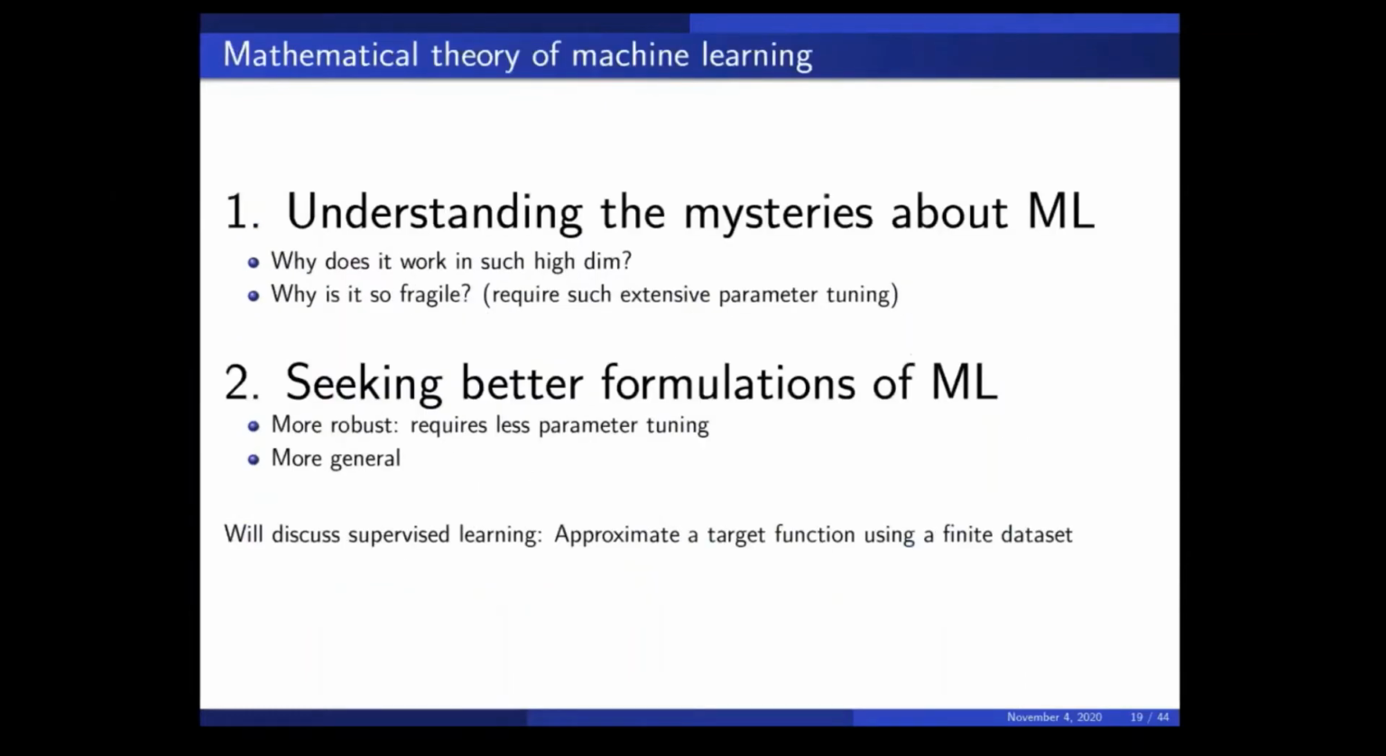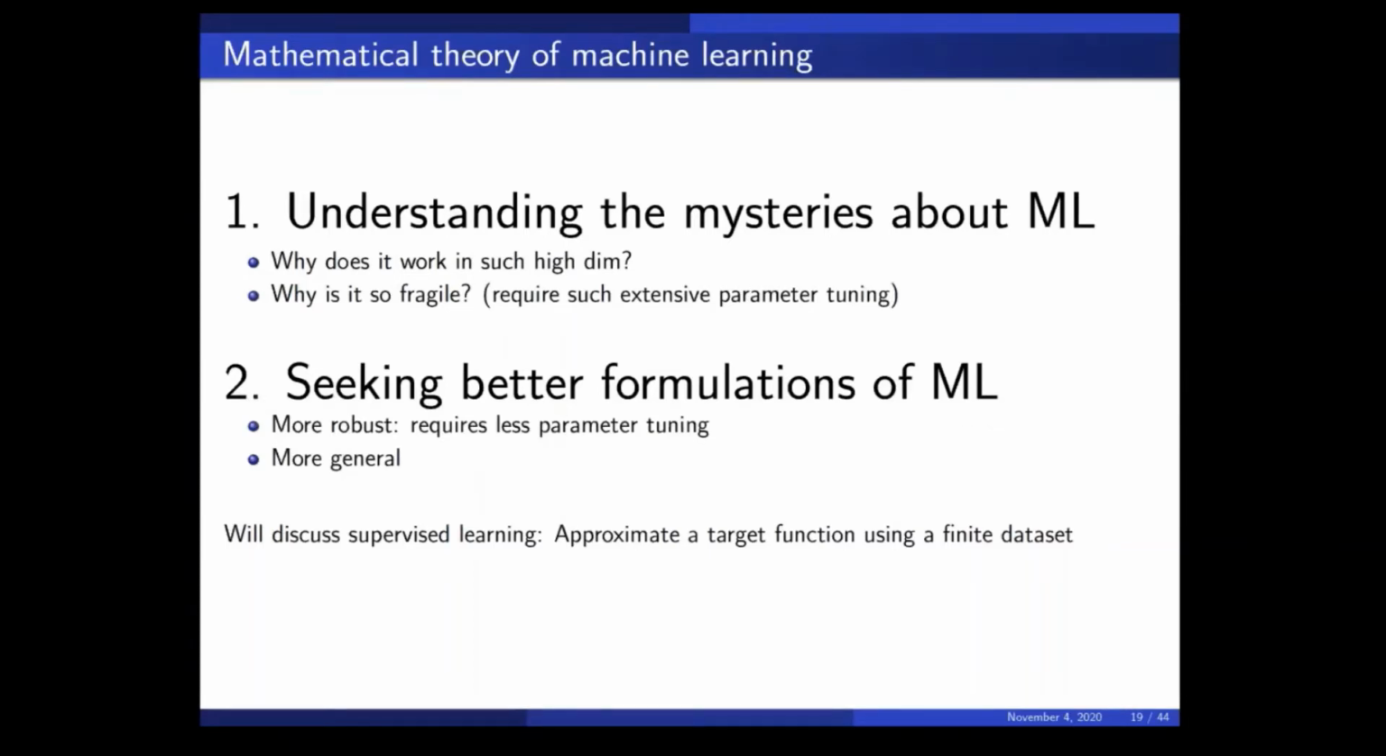So what I want to spend more time on is some sort of mathematical question: understanding the mystery about machine learning. There are two key questions. The first question is, why does it work in such high dimension? The second question is, why is it so fragile? Machine learning requires extensive parameter tuning. So why is that the case? I would say these are the two most important mysteries about machine learning. And then the second question is, can we formulate better machine learning models, more robust?